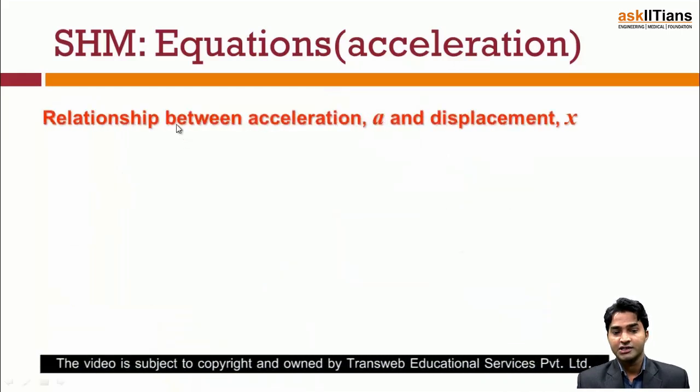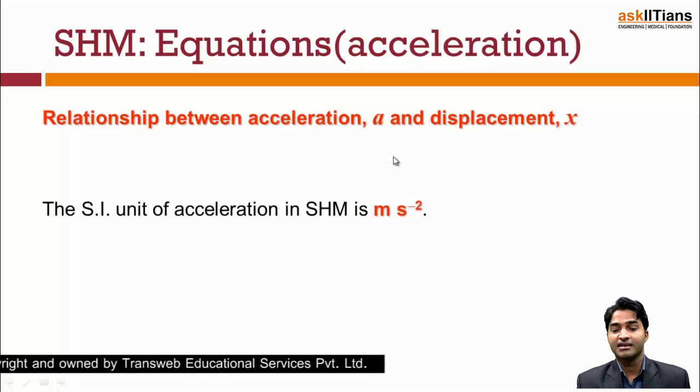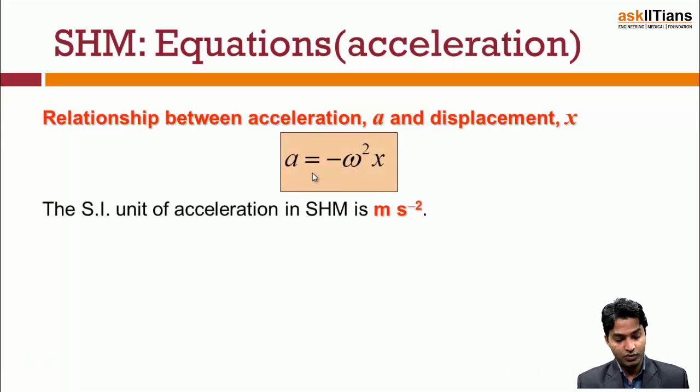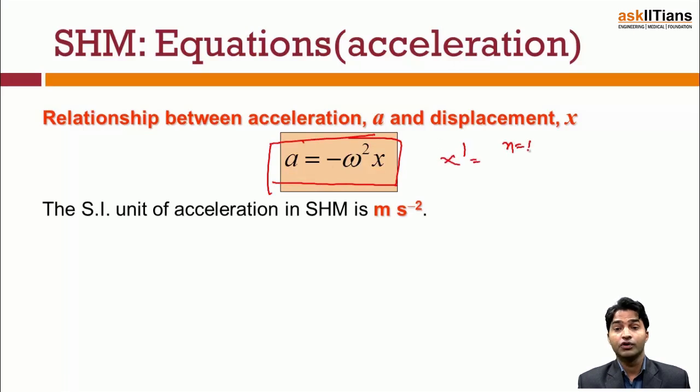Now, in the last part, the relationship between acceleration a and displacement x can be written as a equal to minus ω² x. So x is the displacement. It is just a condition of simple harmonic equation where the degree of x should be equal to 1. If the degree of x is equal to 1, it is a case of SHM. If n is equal to 2, we will say it is a case of double harmonic motion. And the SI unit for acceleration is meter per second square.